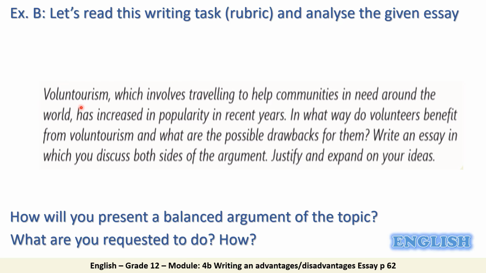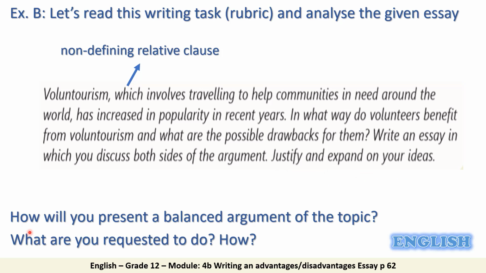This topic is about voluntourism, okay, and this part is called non-defining relative clause. The writer uses this adjective relative clause between 2 commas, which means that it is non-defining. We can do without it, but it adds additional explanation of the word that precedes. So voluntourism involves traveling to help communities in need. This is the first part of it, volunteering work, okay, around the world. This voluntourism has increased in popularity in recent years. In what way do volunteers benefit from voluntourism, and what are the possible drawbacks for them? Okay, write an essay in which you discuss both sides of the argument, justify and expand on your ideas.